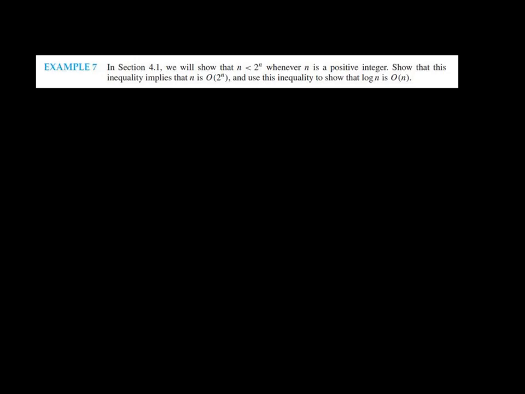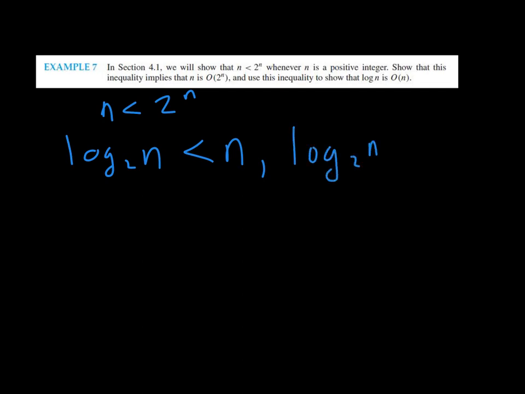So if n is less than 2 to the n, I'm going to take log base 2 of both sides, and that gives me log base 2 of n is strictly less than n. Well, this tells us that log base 2 of n is big O of n, just by taking k to be 1 and c to be 1.